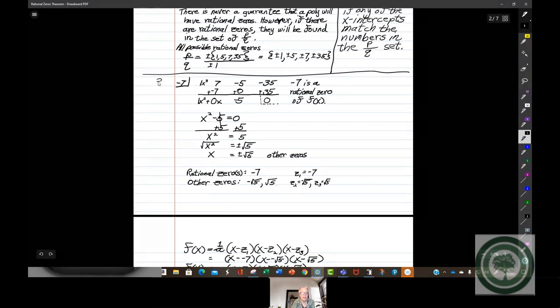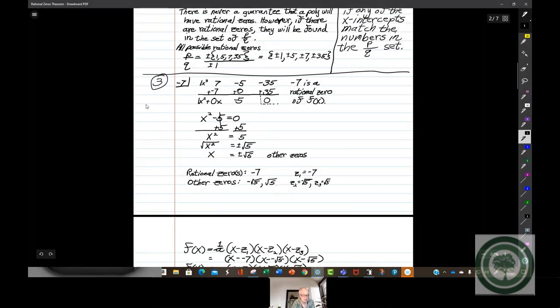Now three, test your good guess. That's what a hypothesis is. Test your good guess. Well, that's what I did. Negative 7 was a guess. I didn't know for sure. After this, once I got a zero remainder, I was sure. Yes, negative 7 is a rational zero.